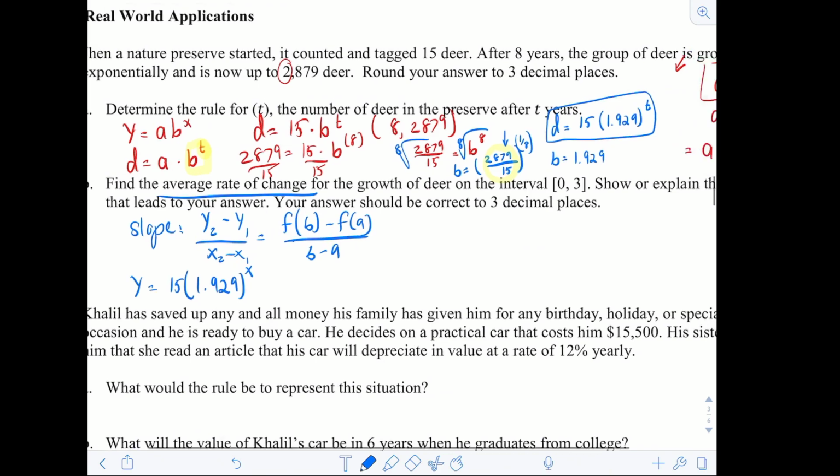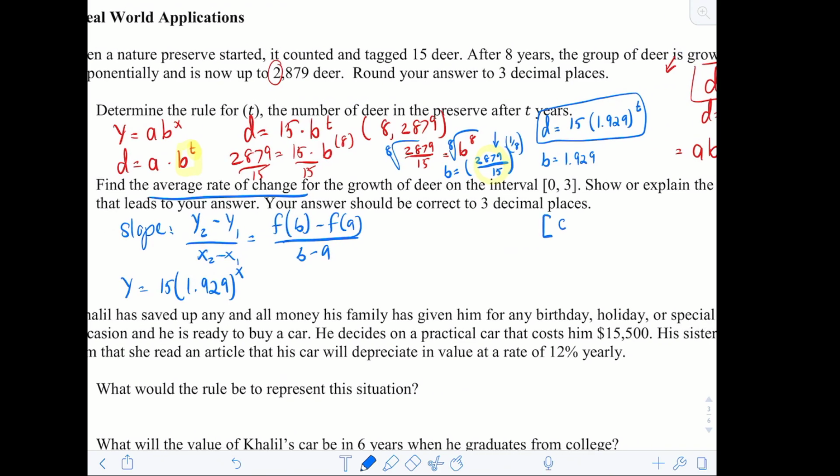But really what I'm concerned with is what the value is at 0 and what the value is at 3. So this is going to act as my A, and this one is going to act as my B. I'm going to use that formula to set up the A value and the B value. So I'm really saying, what is f of 3 minus f of 0, over 3 minus 0?